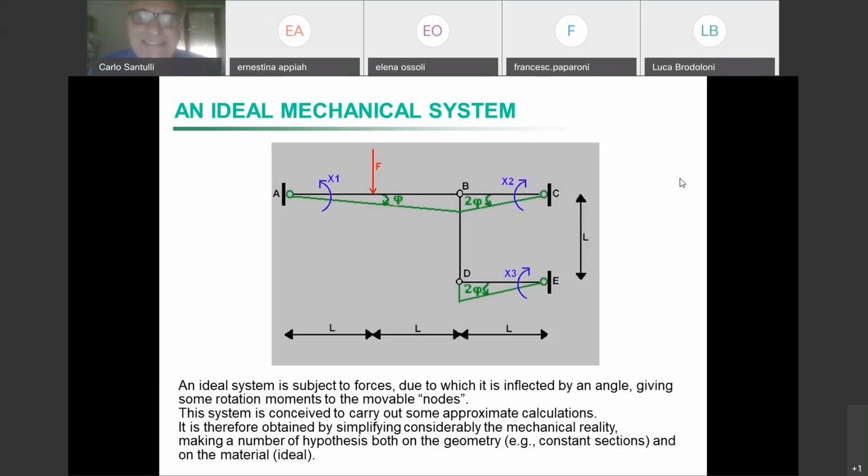Then we have another trickier question: the material is ideal. We don't know which kind of material we have, but we suppose that the material is ideal. Then we are going to define in this lecture what we mean by ideal material.